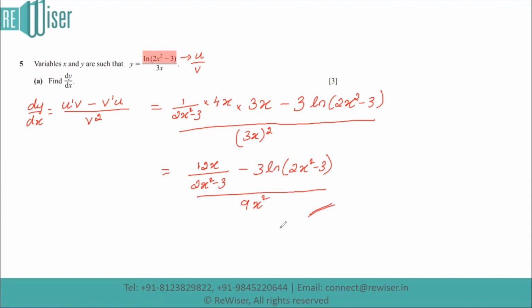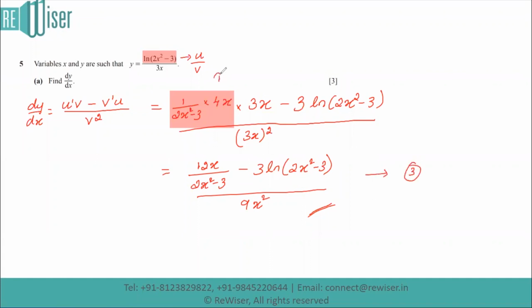Now, the mark distribution goes like this for the entire thing. Figuring out the differentiation of u dash, basically getting that one correct, gives you 1 mark. Differentiating using the quotient rule, clearly showing that you have used the quotient rule, gives you 1 mark. And the final simplification correct. That's how the 3 marks would be awarded.